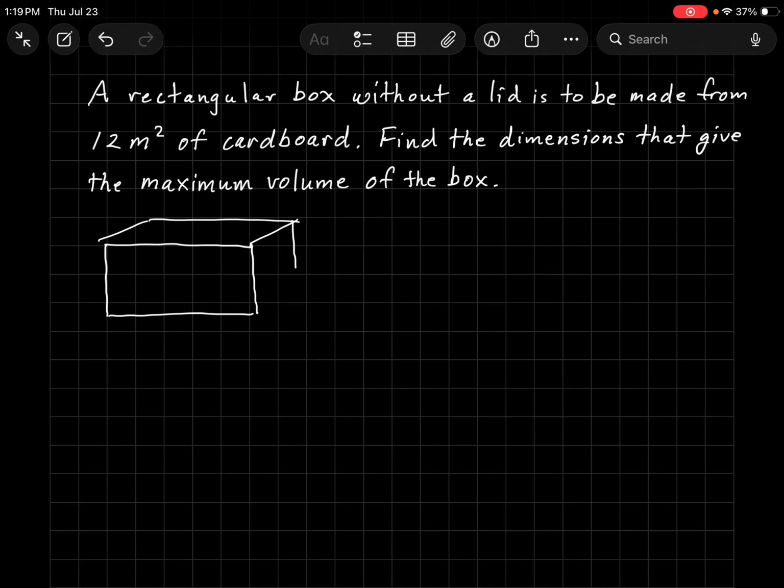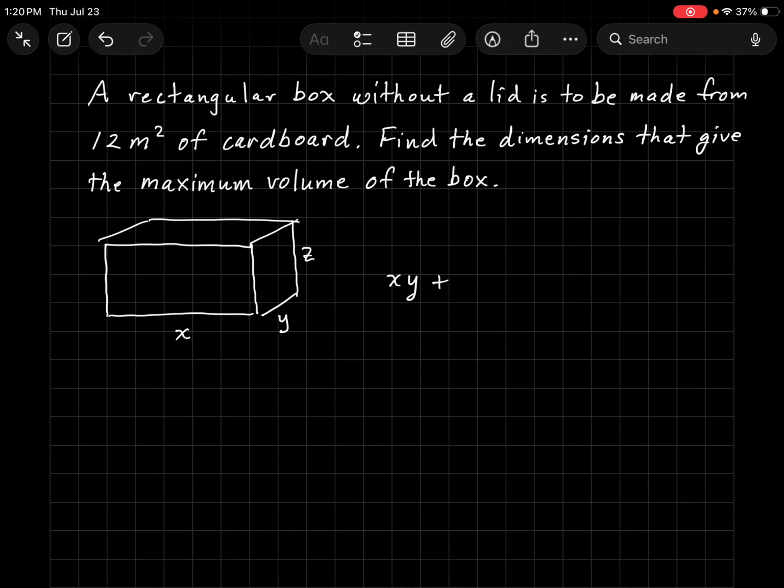Sometimes it gives me clues of what to do or how to start, or at least helps me to set up formulas. So I'll call the sides x, y, z. And the way I wrote this, we have x times y, but there's only one of those, because there is no top.